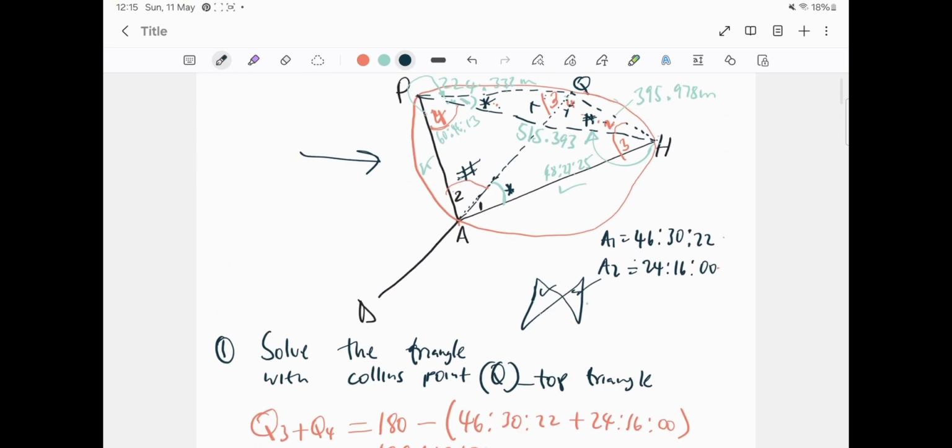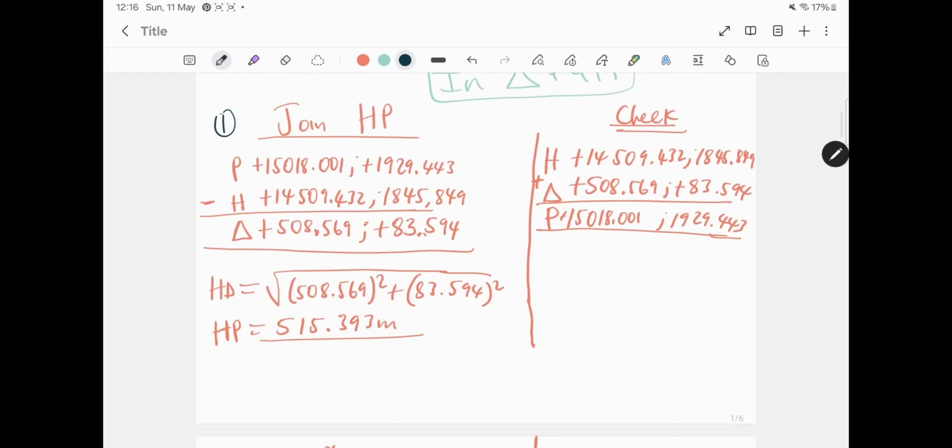Remember, we are always moving like this. You cannot just say PA. You always have to start from the south coming to A. So coming to A, we move from P to A. So it's going to be bearing PH up to here plus this internal angle. So we're using the bearings that we already know. So it's bearing PH up to this point plus this internal angle to get PA.